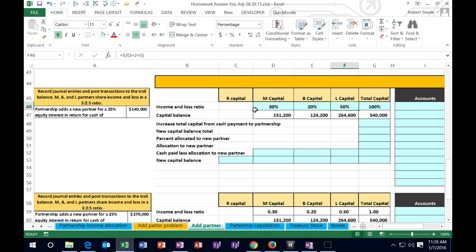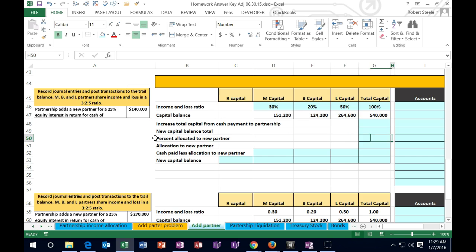Now what we want to do is add R to the partnership. So R is going to come into the partnership, and the partnership agreed to give a 25% interest to R in exchange for R paying the partnership $140,000. So R is going to pay $140,000, and the partnership is going to give R a 25% interest. So let's see what that will look like.